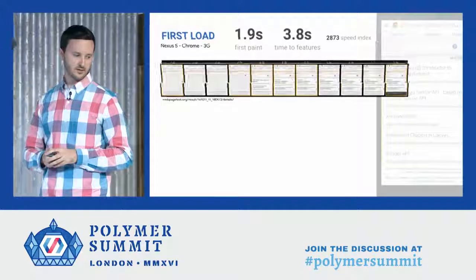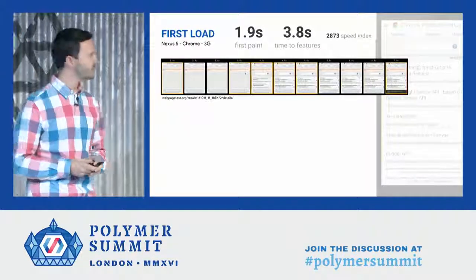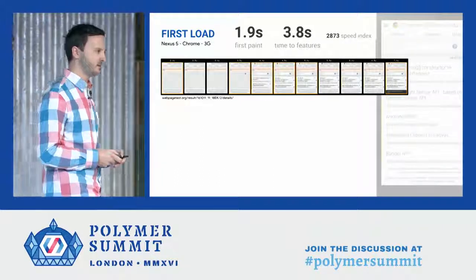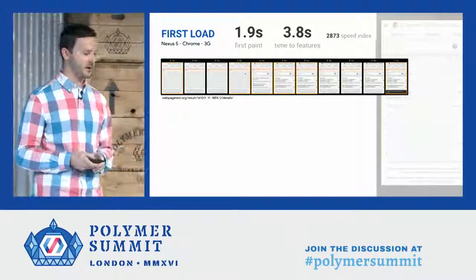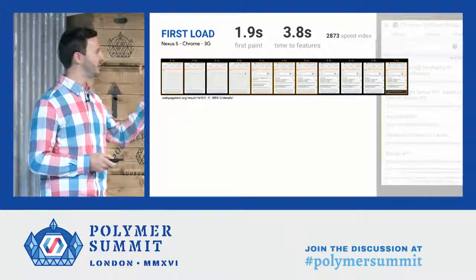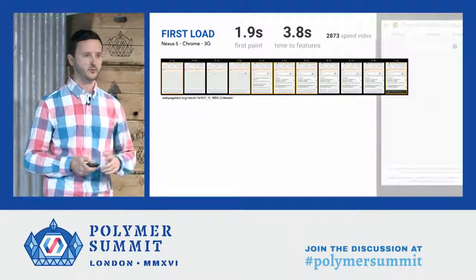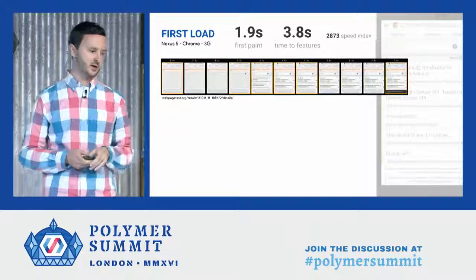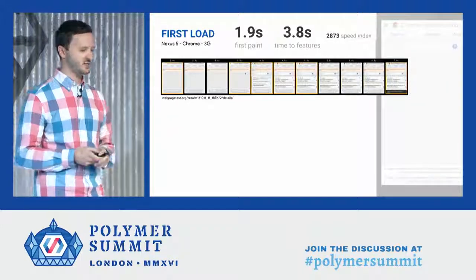Our first paint on a brand new user, Nexus 5, Chrome, 3G connection, is about 1.9 seconds first paint, which is pretty good for that scenario. And you can see what happens over time as the app shell loads very quickly, and then the features eventually come in at about 3.8 seconds. So that's that time to features. That's when the feature list is actually there, and users can actually use that page on that site.